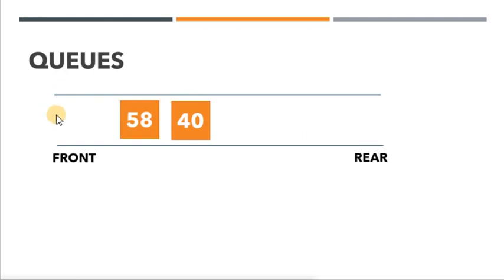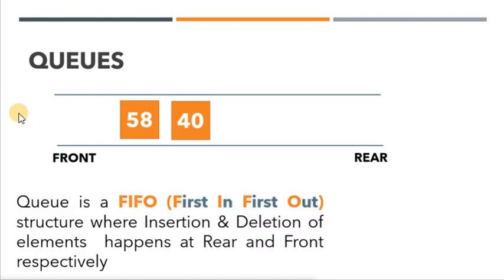As we can see, 20 was the first element inside the queue, so 20 got the opportunity to move out first. So the definition of a queue is a FIFO, first in, first out structure, where insertions and deletions happen at the rear and front respectively.